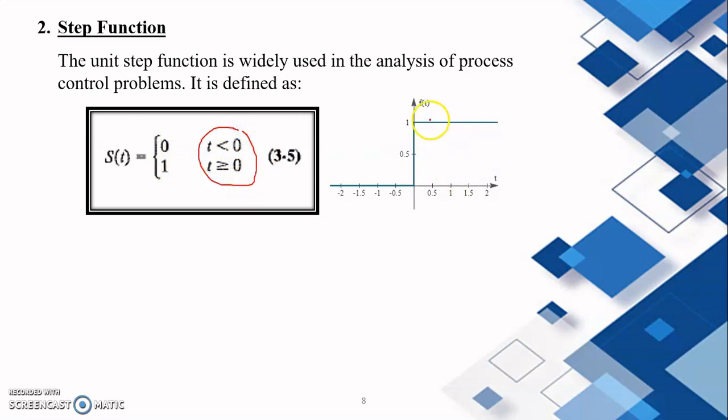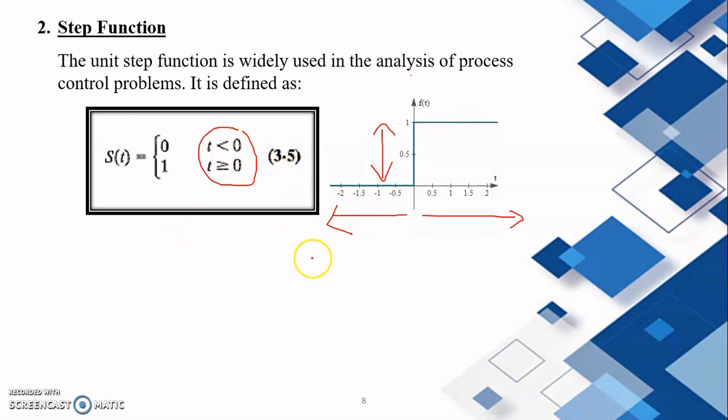If you look at this graph, if t is less than 0, at this point the expression becomes 0, meaning the value is 0, right? And then if t is greater than 0, this line, the function becomes equivalent to 1. So this is what we call a step function. It has one step.